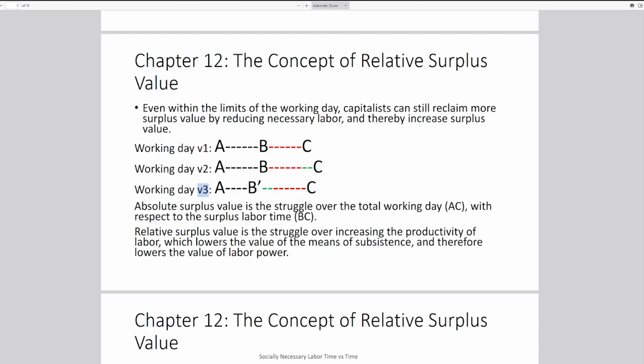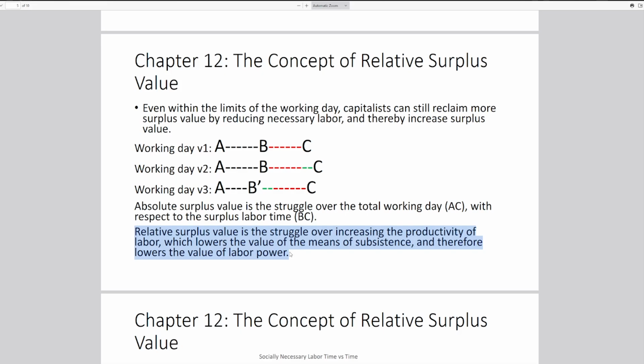So version 3 here is what is introduced in this chapter: relative surplus value. And I've defined it here as the struggle over increasing the productivity of labor, which lowers the value of the means of subsistence and therefore lowers the value of labor power.